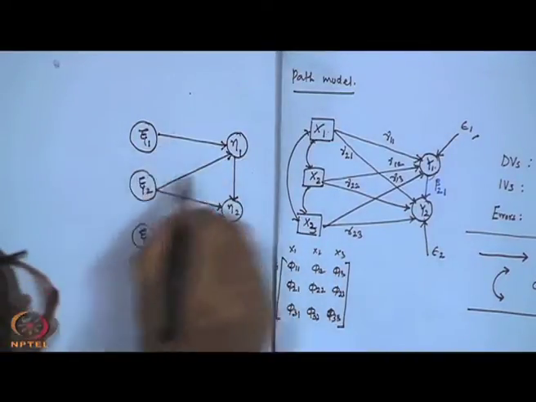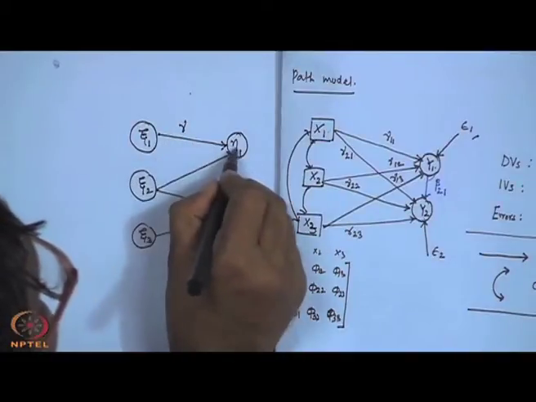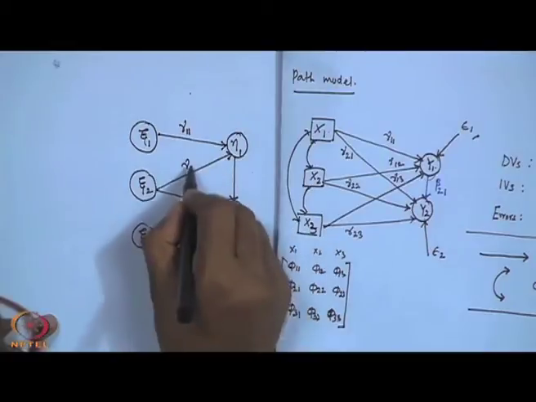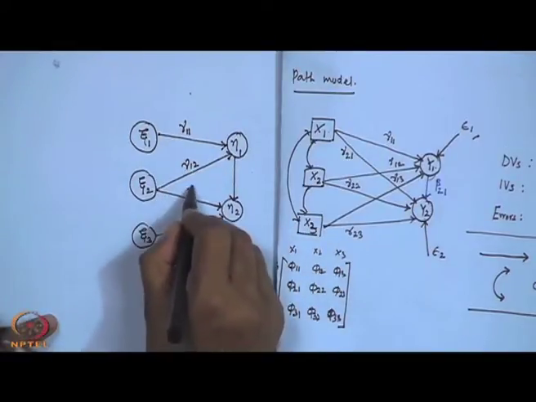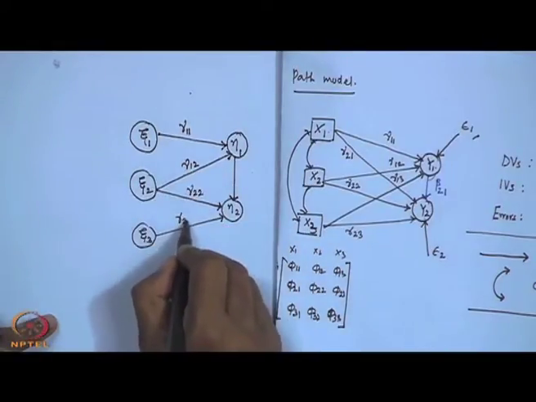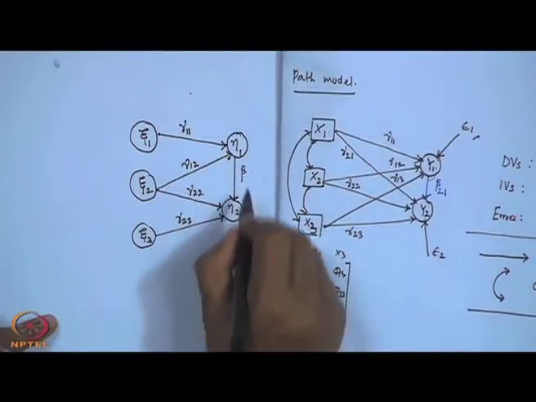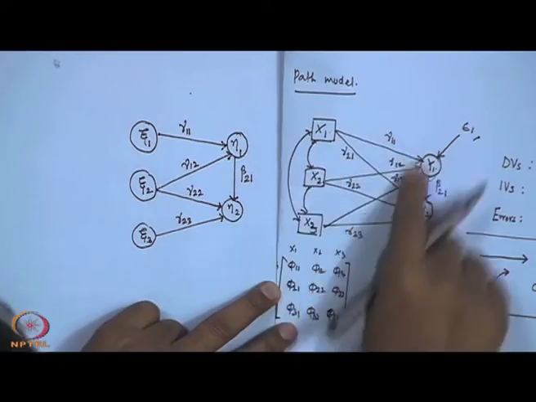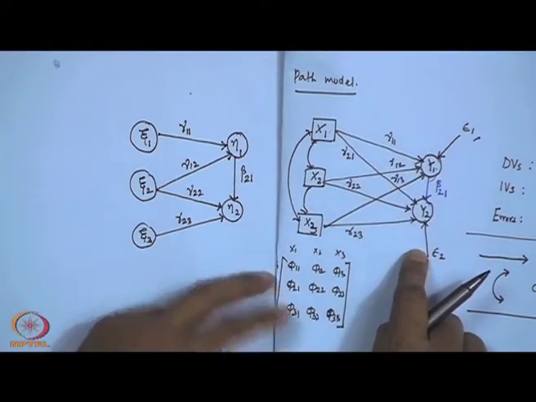Okay. So I can write that eta 1 is affected by xi 1 means gamma 1 1. So this one is gamma 1 2, then this is gamma 2 2, this is gamma 2 3, and this one is beta 2 1, eta 2 affected by eta 1. The coefficients as usual we are writing here.